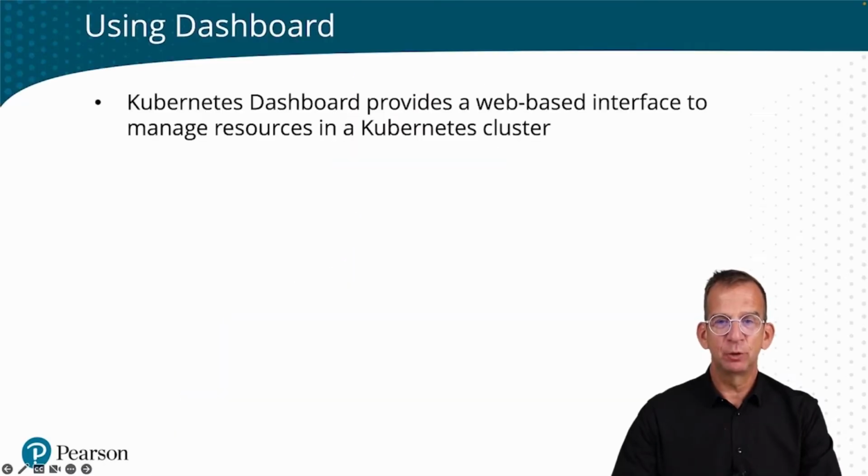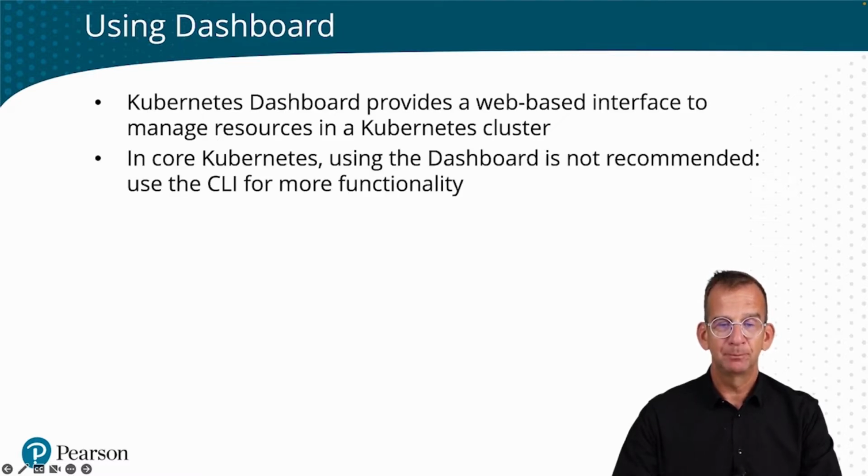So at this point you have Minikube up and running. Time to start and run some applications. So how does that work? Well, one way to get it working is by using the Kubernetes dashboard. Kubernetes dashboard provides a web-based interface to manage resources in a Kubernetes cluster. It is not the interface that I recommend, but it's an easy way to get started and a friendly way to get familiar with what Kubernetes is doing. So I'd like to show you anyway.